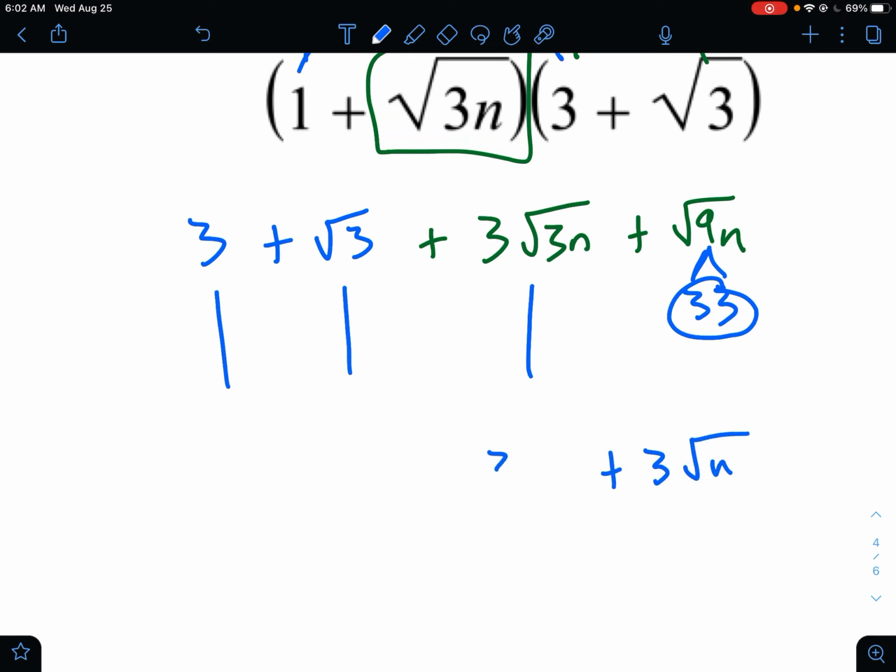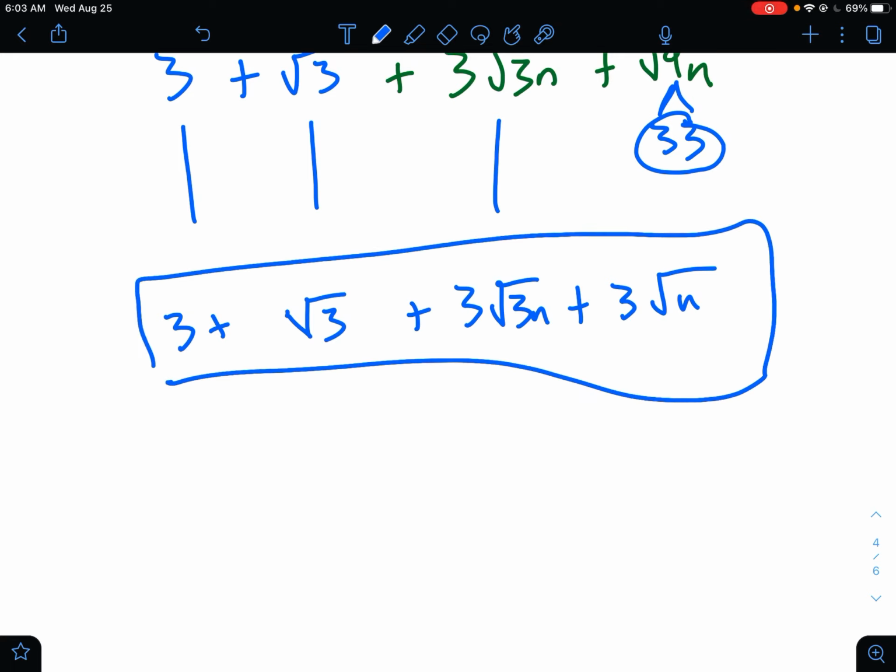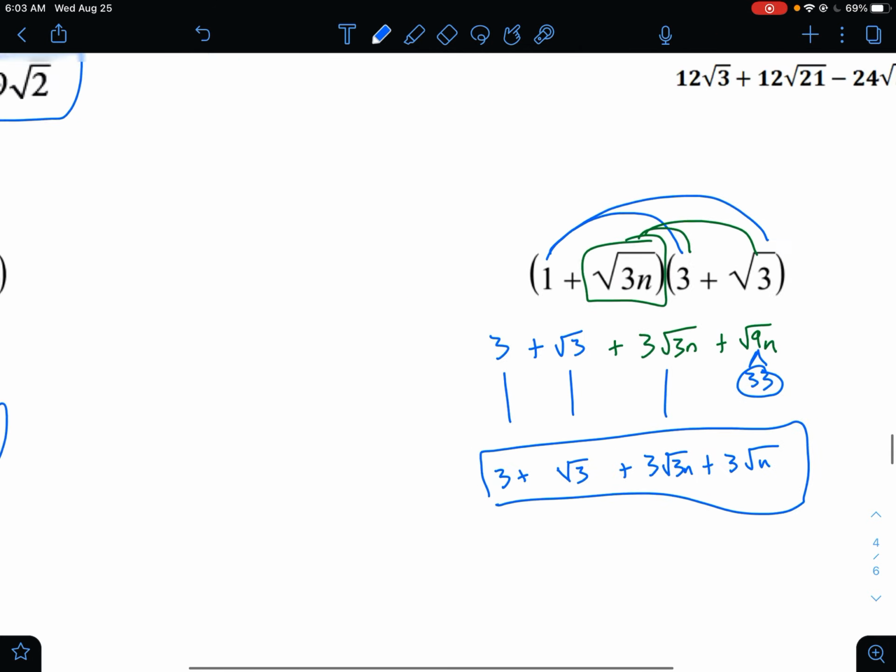Our first one, the one before, was 3 root 3n, because it's just the same. Then we got root 3, and we got 3. These are all being added together. And now that I'm at this point, I need to see if there are any like terms. We got root n, root 3n, root 3, and then no root. These all have different radicands, and so it is done. There's no more combining that can happen. That's the whole expression. So there you go.